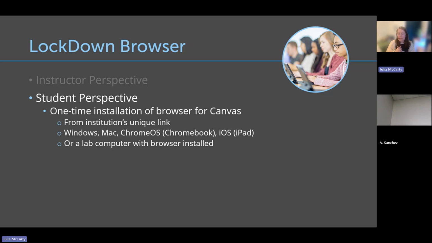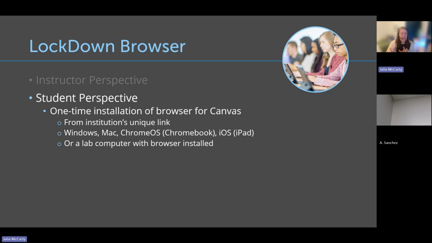And LockDown Browser can be downloaded and installed onto these devices: Windows, Mac, Chromebooks, and iPads. Or of course, LockDown Browser can be installed on an institution's managed device. So say you have a computer lab, testing center, or a computer loaner program of some sort. It's just going to need to be the institution who installs LockDown Browser onto those managed devices, as your students typically don't have admin permissions to do so.